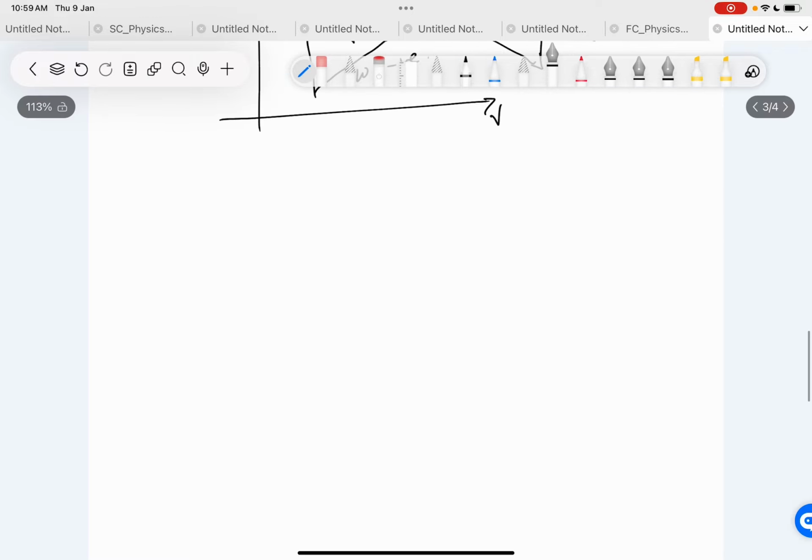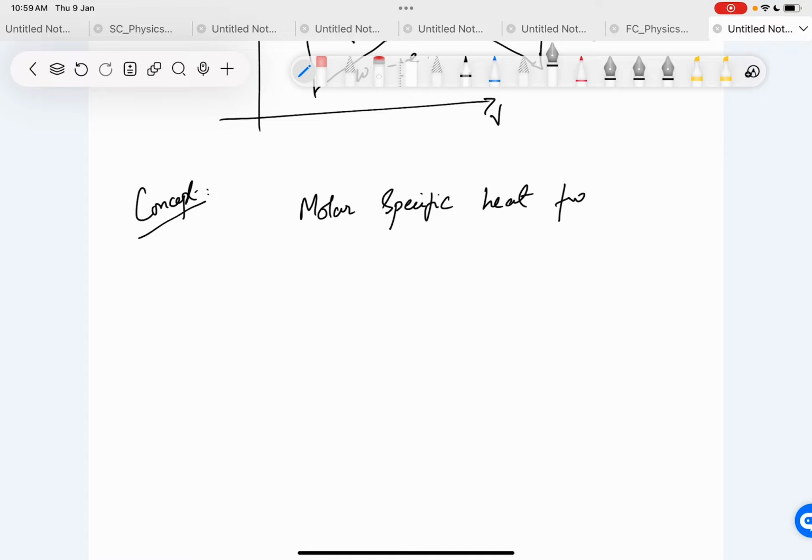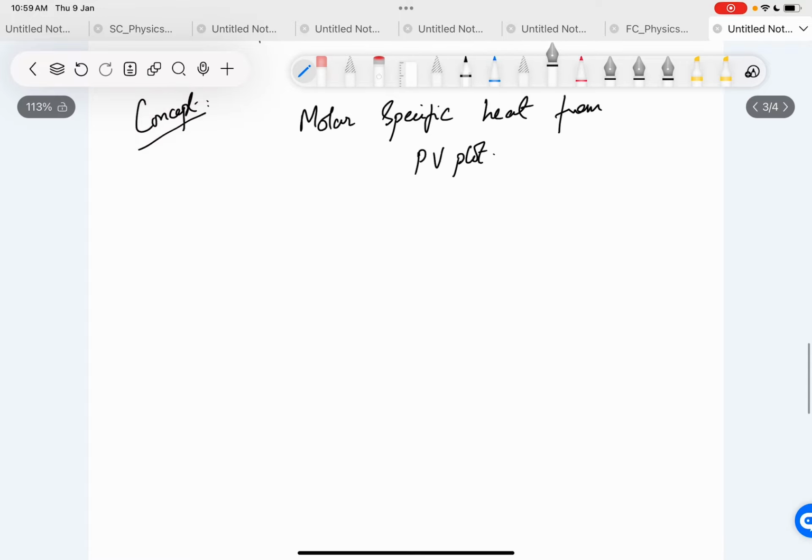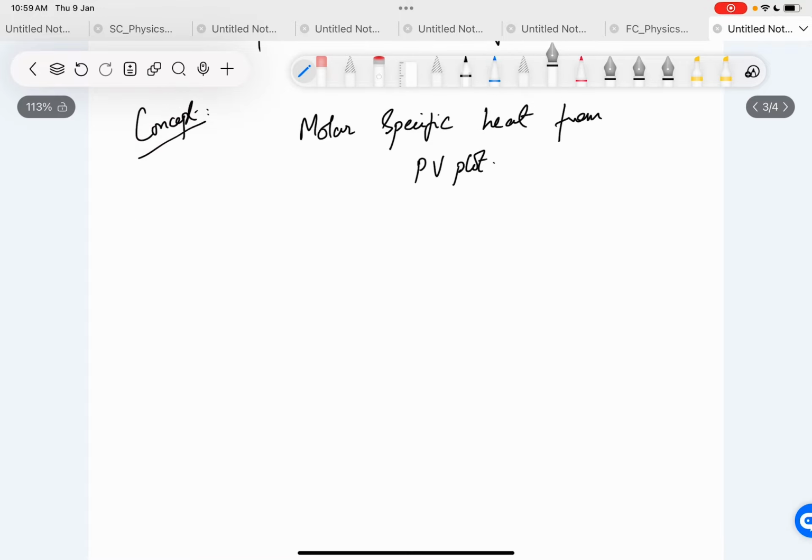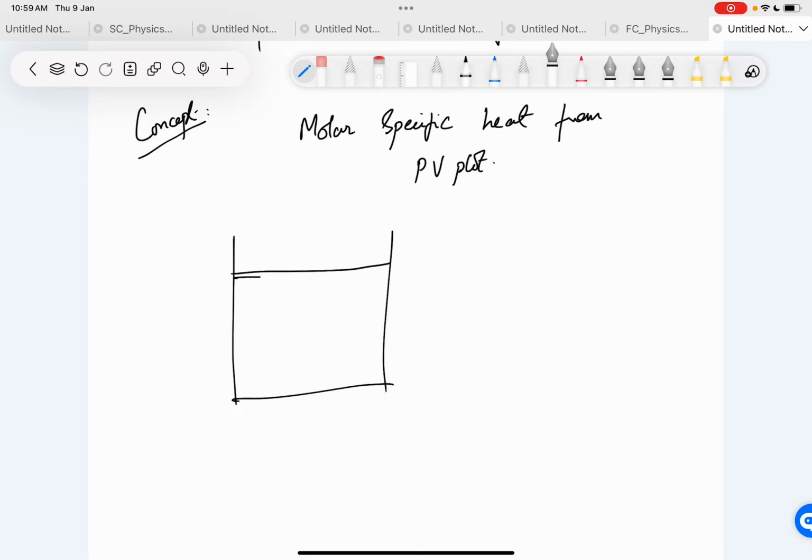Another concept let us explore. The second one is that you can find out the molar specific heat from the PV plot. Molar specific heat from whose plot? Not your plot, definitely from the PV plot. Now for that, how do you define the molar specific heat? Over here there is some gas enclosed by a piston arrangement.